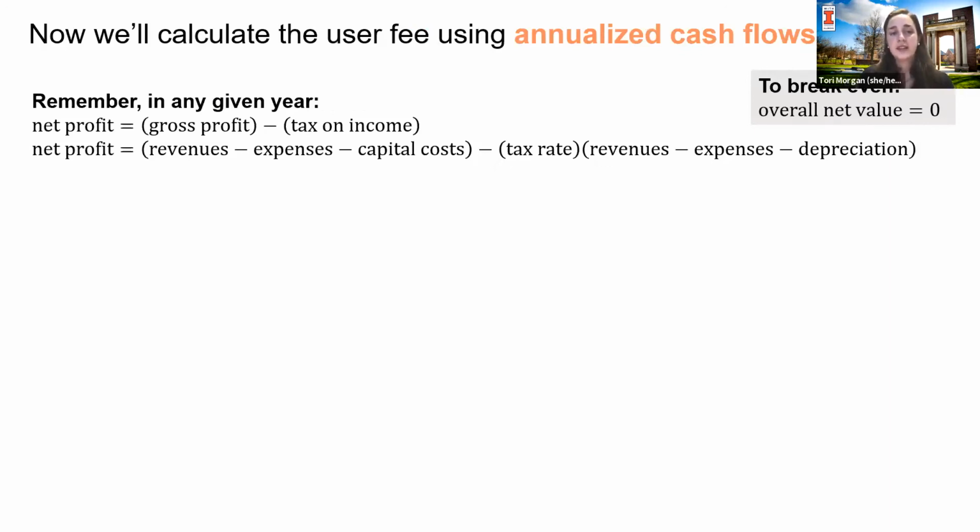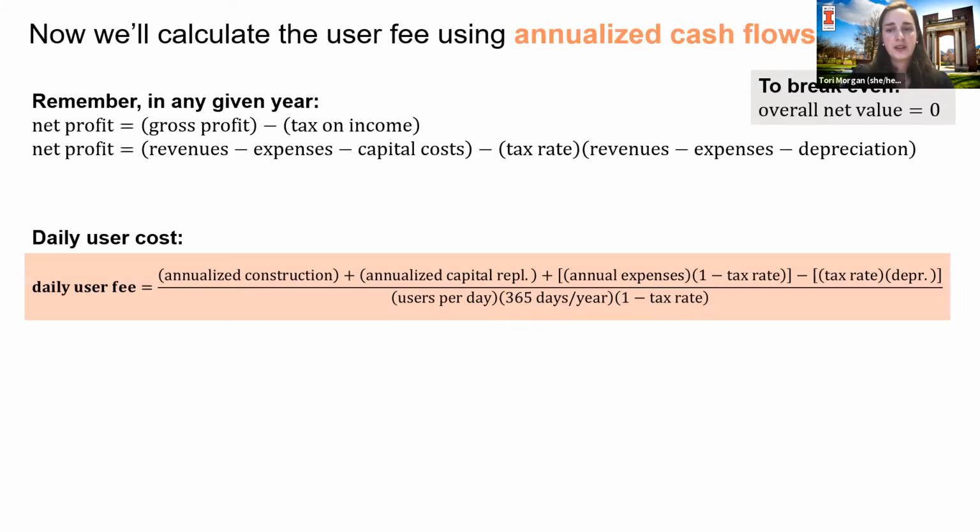So now we can calculate the user fee using the annualized cash flow. So again, we're using net profit. And we can calculate the daily user fee by looking at the annualized construction plus the annualized capital replacement that was shown in that slide before, and add it to annual expenses and the tax rate and depreciation, and divide it by the users per day and days per year, and the tax rate, to get the daily user fee.